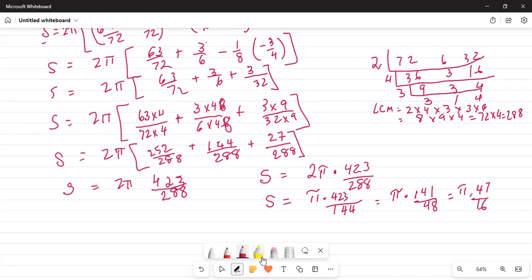So the final answer is, after all the simplification, S is equal to 47 pi over 16. That's your final answer for the surface area generated by revolving the given function around the x-axis.